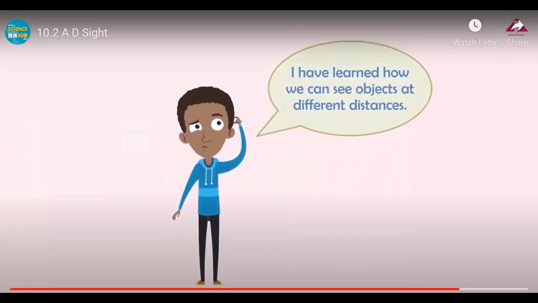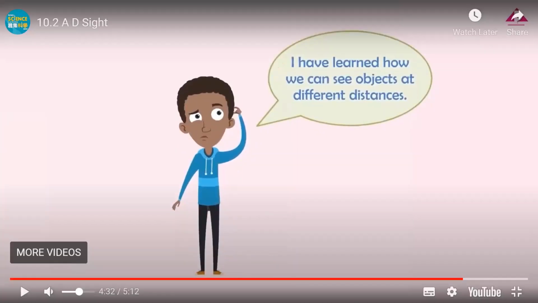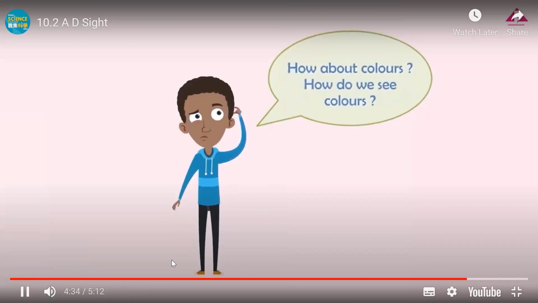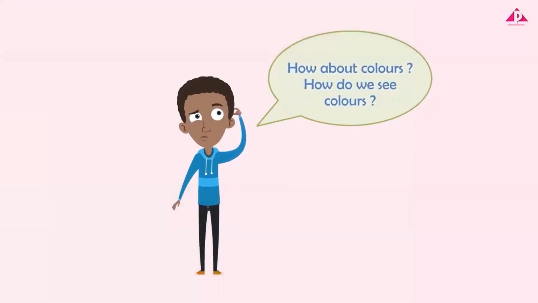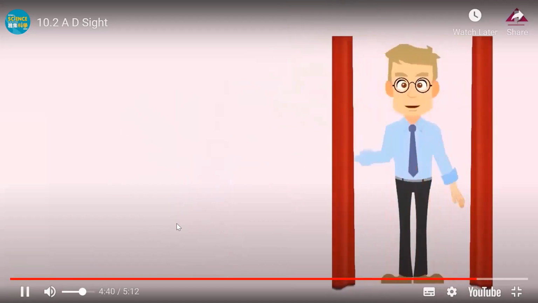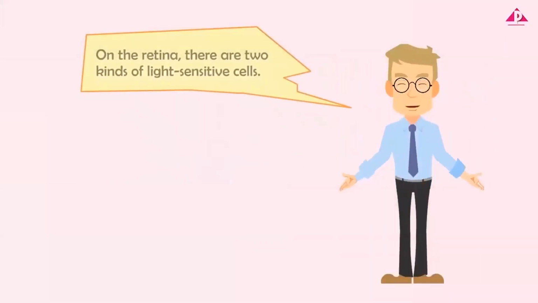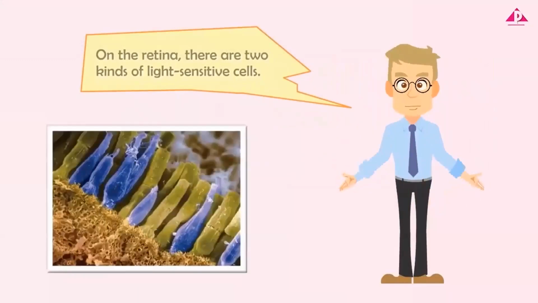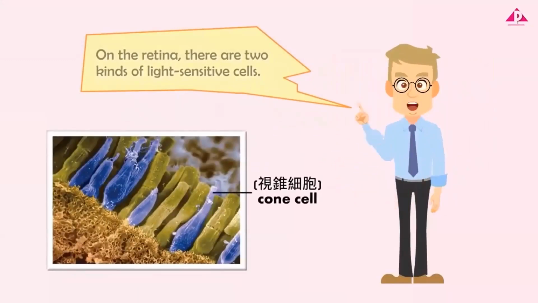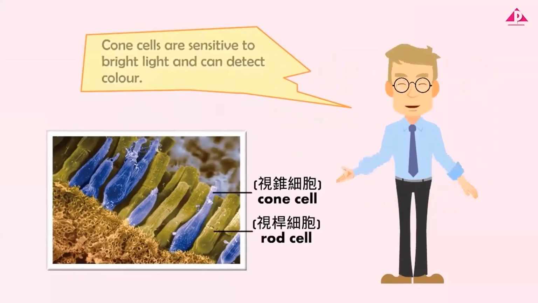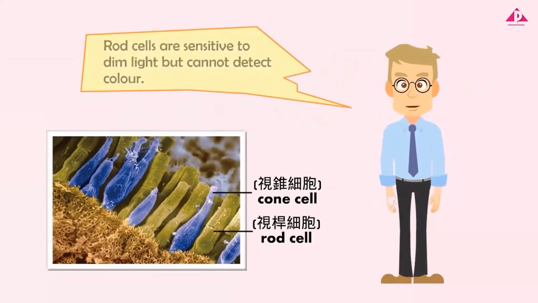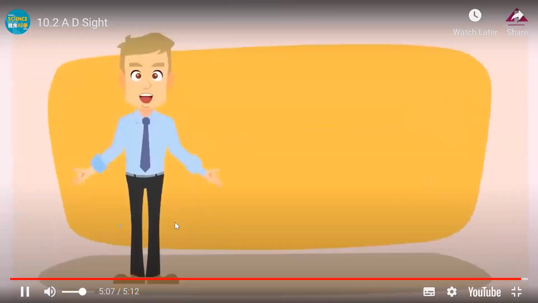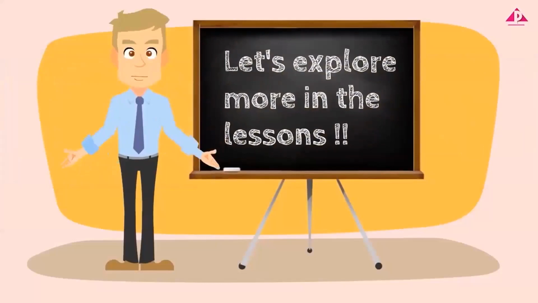I have learned how we see objects at different distances. How about colors? How do we see colors? On the retina, there are two kinds of light-sensitive cells. Cone cell, rod cell. Cone cells are sensitive to bright light and can detect color. Rod cells are sensitive to dim light but cannot detect color. Let's explore more in the lessons.